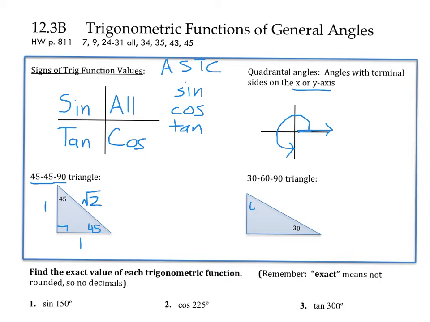Okay, for a 30, 60, 90 triangle, the ratio of the sides is 1, and the 1 always goes across from the 30. Rad 3 goes across from the 60-degree angle, and the hypotenuse is 2. A lot of people get mixed up. They forget that 2 is bigger than rad 3. Remember that 2 is radical 4, so radical 4 is definitely bigger than radical 3.